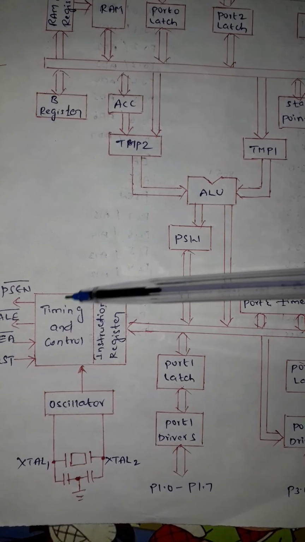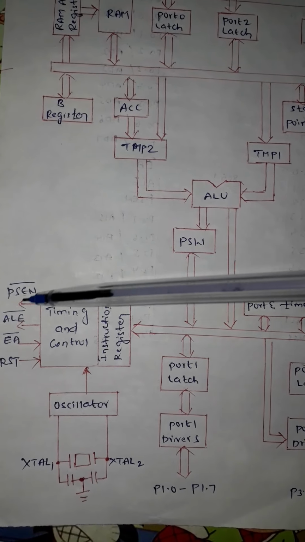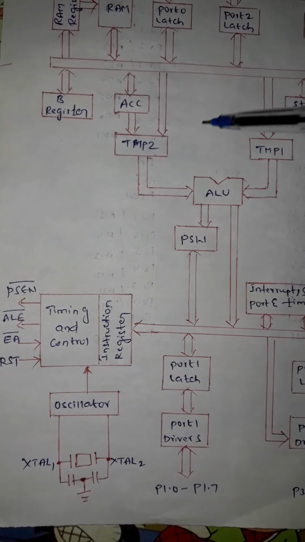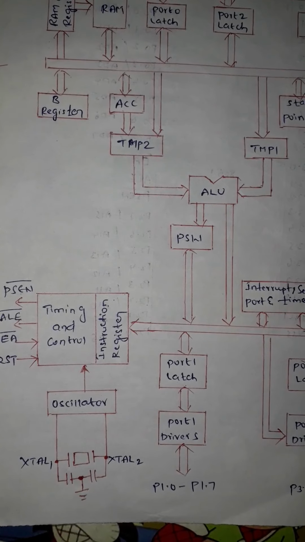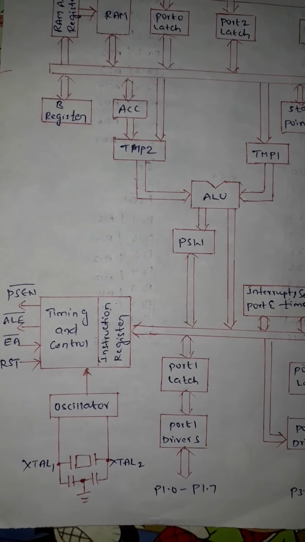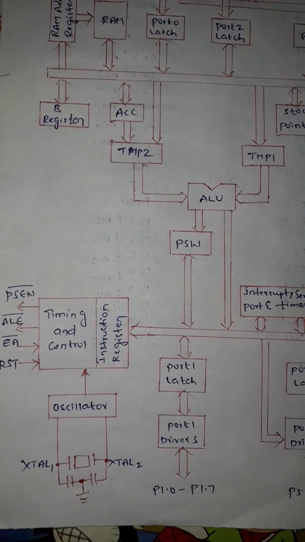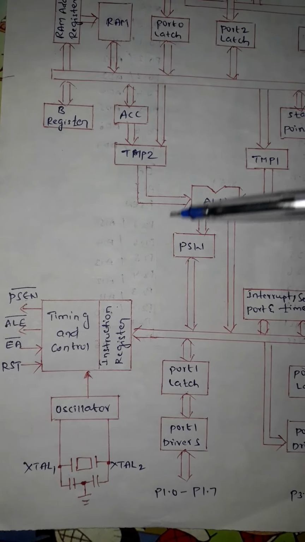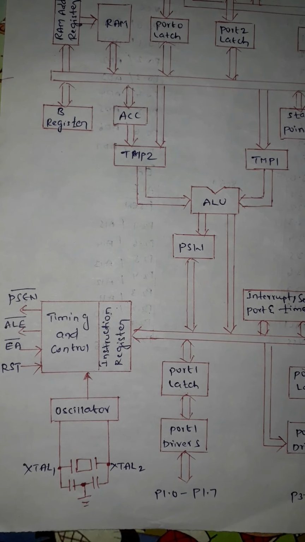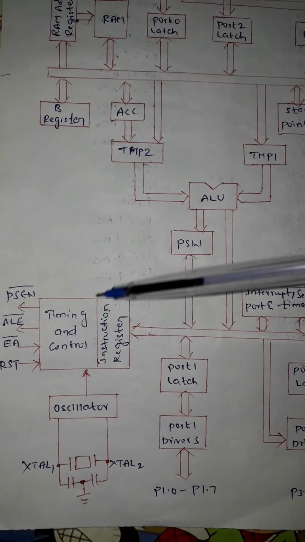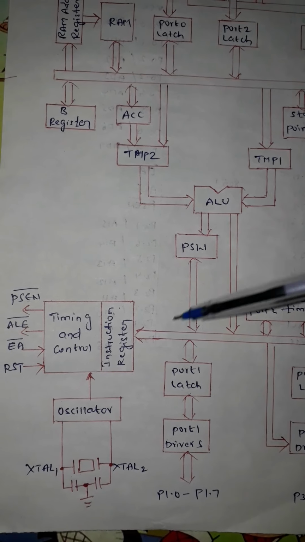The timing and control unit also has 4 control signals shown here. One is the reset signal. Reset is used to reset the 8051 controller. So you need to apply the reset signal for a minimum of 2 or more machine cycles, then only the reset works.